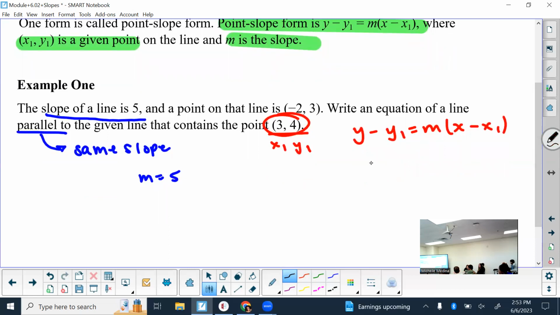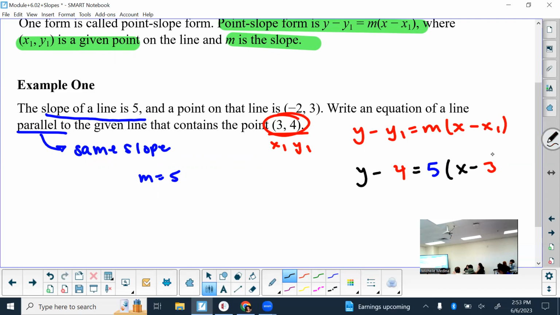So it's going to be y minus y1, what did we say y1 is? Good. Equal to m, which we should know what m is, what is it? 5. And it's the same because it's parallel, they have the same slope. If it was perpendicular, then we have to do the negative reciprocal, so it's not. All right, and then parentheses, x minus x1, what's my x1? 3.